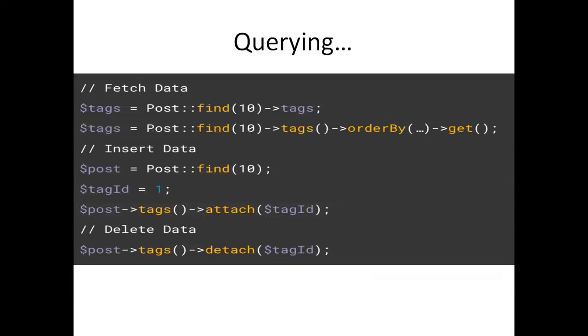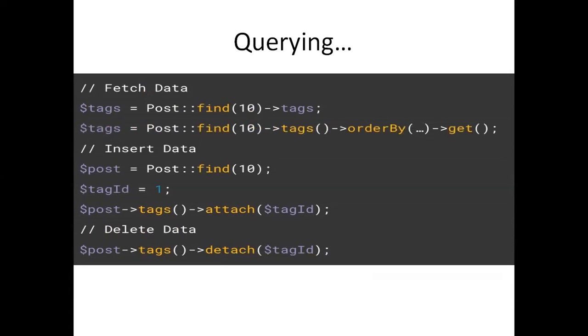Next, the pivot table we already talked about. To query is very simple, same as the previous one to many that we talked about. In the same way, I'll get the post object first of all, then we can simply call the tag function.